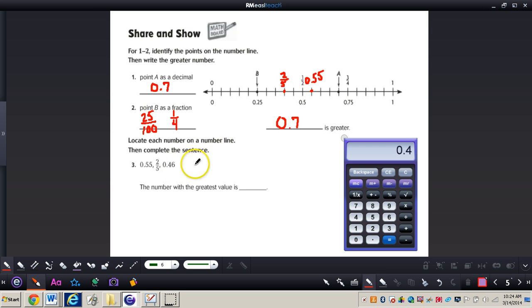All right, now 46 hundredths. So this would be 4/10, this would be 45 hundredths. So 46 hundredths would just go right beyond that 45 hundredths mark. Okay, now from here I can easily see, remember the number furthest to the right will be the number with the greatest value. So for this I can see that 55 hundredths would be the number with the greatest value.